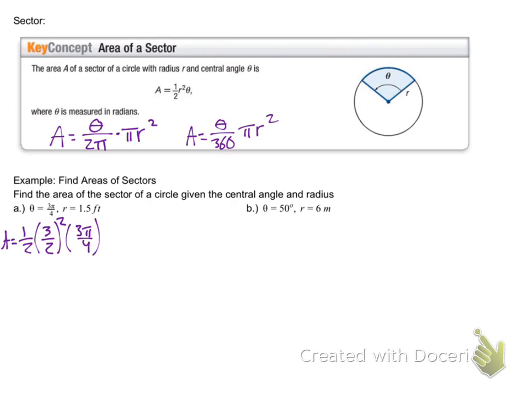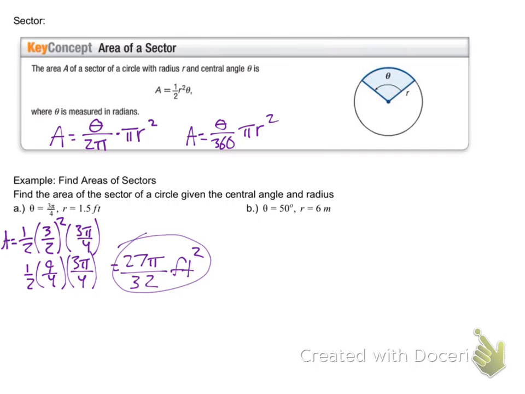When I square 3/2, I get 9/4. And when I multiply fractions, I just multiply across all of the top, and I multiply across all of the bottom. What's 1 times 9 times 3 pi? It's 27 pi. 27 pi over 2 times 4 times 4, 32. And we're in feet, and since we're talking about area, it'd be feet squared. That's the exact answer. If I wanted an approximation, I just put that on a calculator and go to 1 or 2 decimal places.